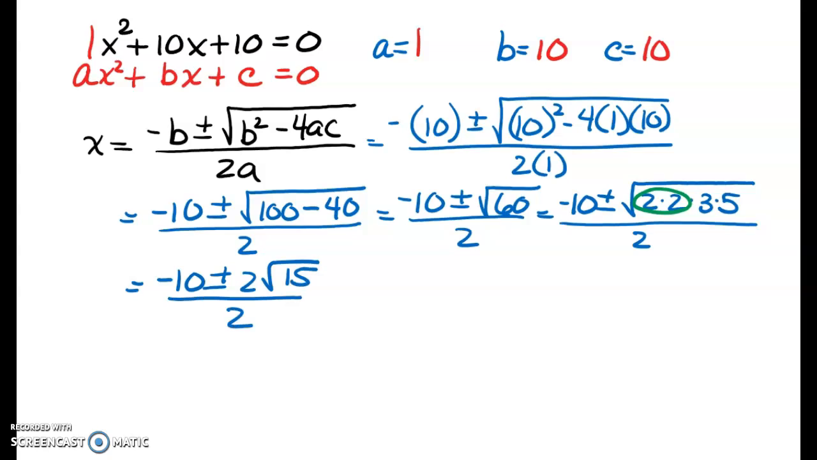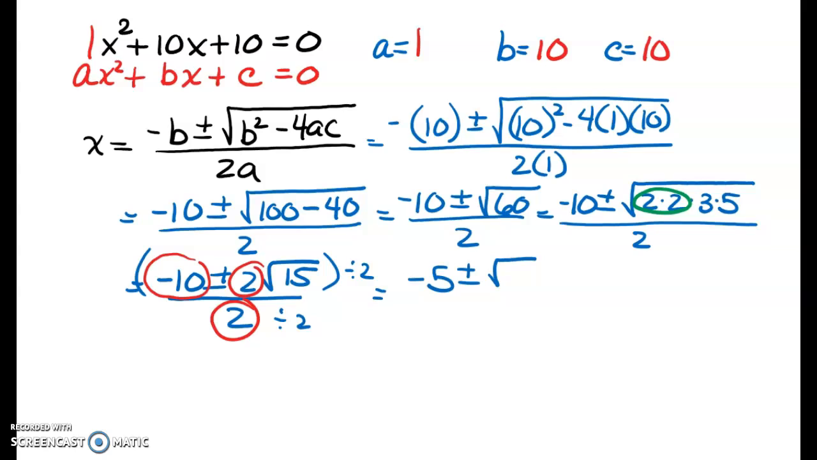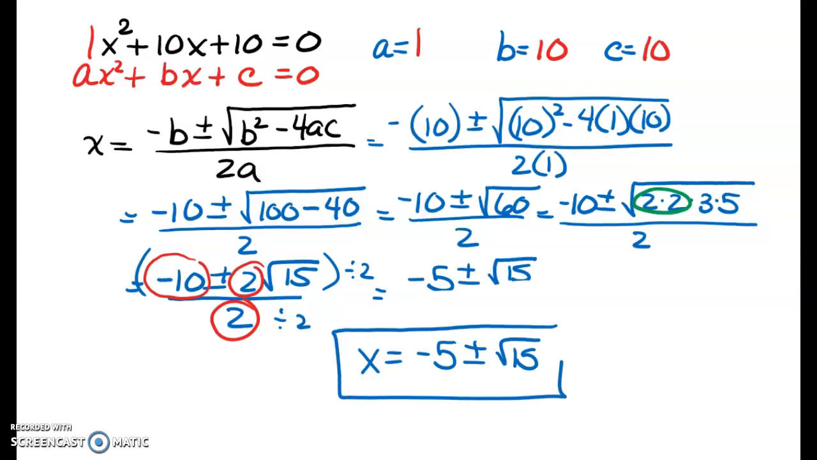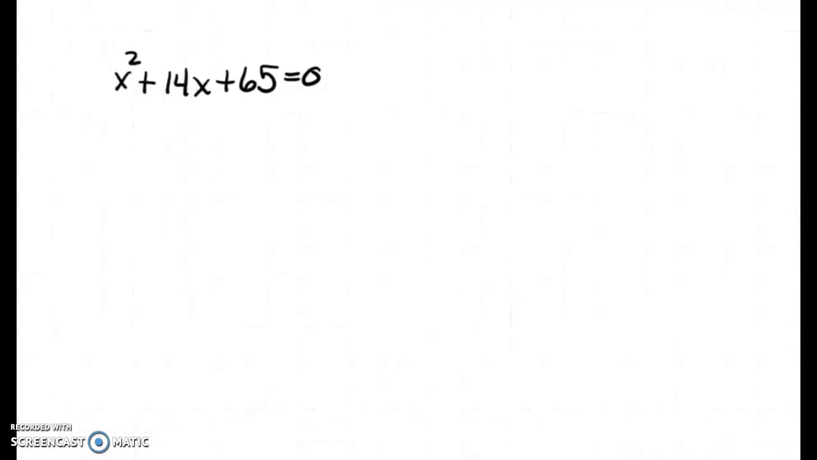And I would like you to notice that all the numbers, negative 10, 2, and 2 on the bottom, all of these numbers, we're not talking about any numbers under the radical, but all of these numbers have a factor of 2. So I'm going to take out a 2 from all of these numbers, and I get negative 5 plus or minus 1 radical 15 over 1. And I don't really need to divide by 1. So now I can just say x is negative 5 plus or minus the square root of 15. All right, our next example.